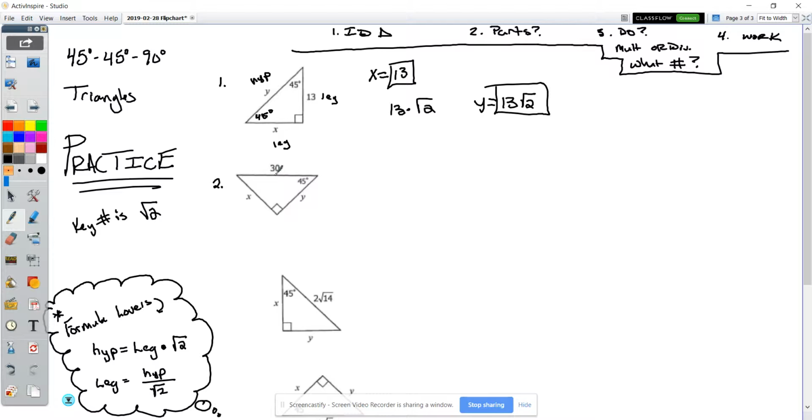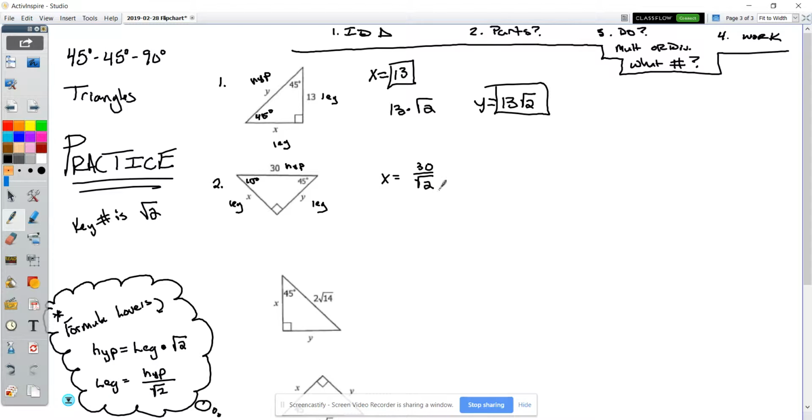Okay, so if I have the hypotenuse, I know it's a 45-45-90 triangle. I have this as my hypotenuse, which means both of these are legs. I'm trying to find a leg. The leg is square root of 2 times smaller than the hypotenuse. So to find this leg, it equals 30 divided by the square root of 2. If you're using a formula, you would have got that leg equals hypotenuse divided by the square root of 2.